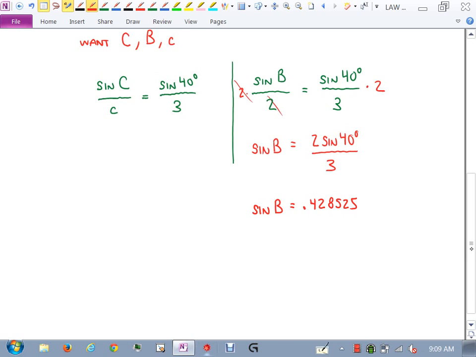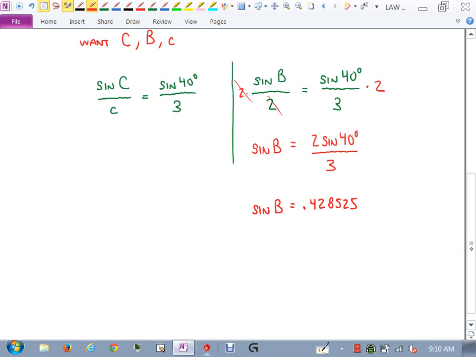Okay, so now what? What this is saying to us is that sine of some angle is 0.428, right? Sine of an angle on the unit circle, sine is the y-coordinate, right? So this is telling me that there's some angle on my unit circle where the y-coordinate is 0.428 something. I have no idea where that is. So what I'm going to do is use my calculator to do the inverse sine to figure out that angle.